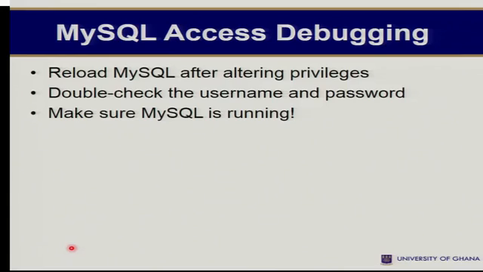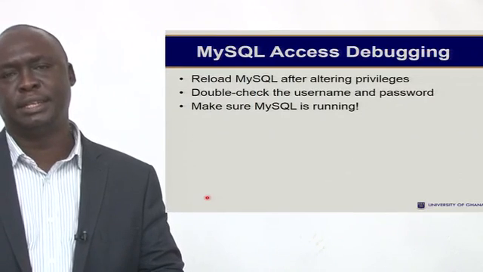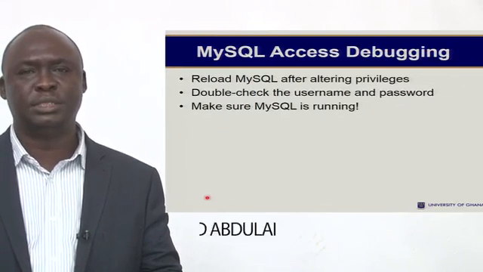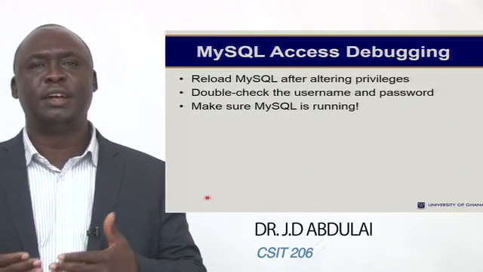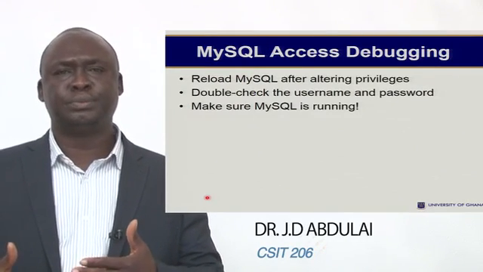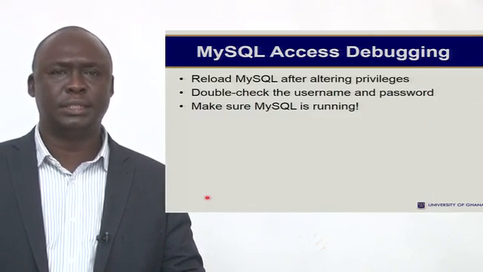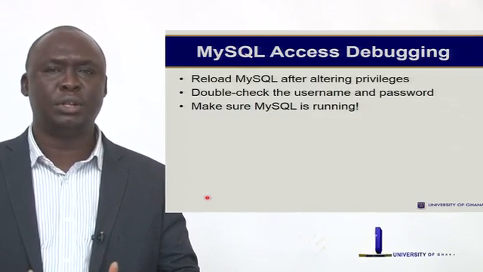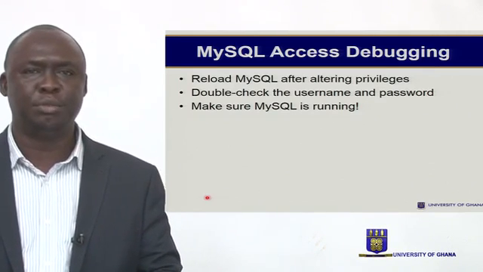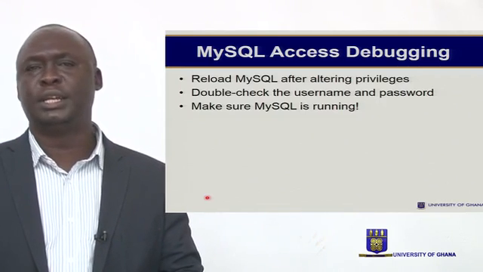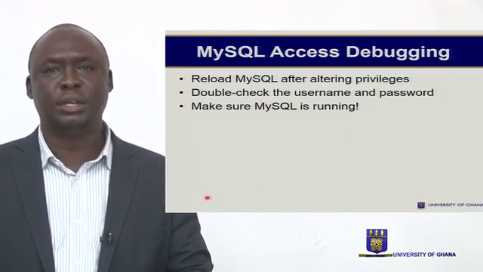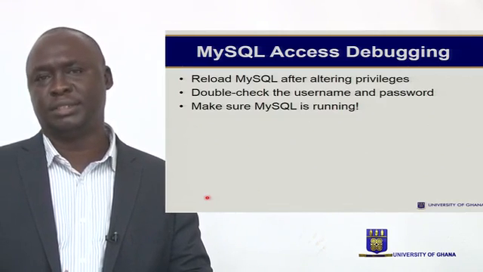MySQL access debugging. Reload MySQL after altering privileges. So after altering privileges, you go and add a new user. You've given the user a new user of the MySQL database. You've given the user administrator rights, or you go and give yourself a password. All these things, you are changing the privileges within the MySQL database. So once this is done, you have to make sure that you reload MySQL before you continue. Double check the username and password if you have issues, and then make sure MySQL is running.